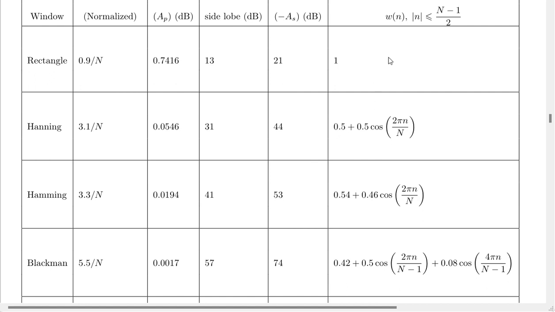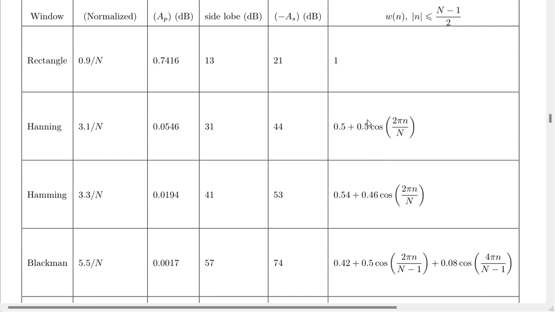Okay? Now, let's have a look at the shape of the window. Rectangle, of course, it's one for the duration of the window. Hanning has a cosine: 0.5 plus 0.5 times cosine of 2 pi n over capital N. Hamming is using another strategy for using cosines. You see here 0.54 and 0.46.